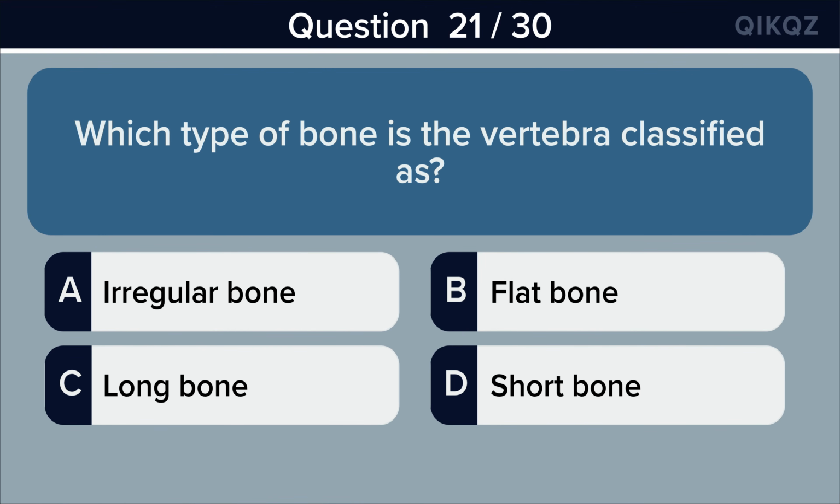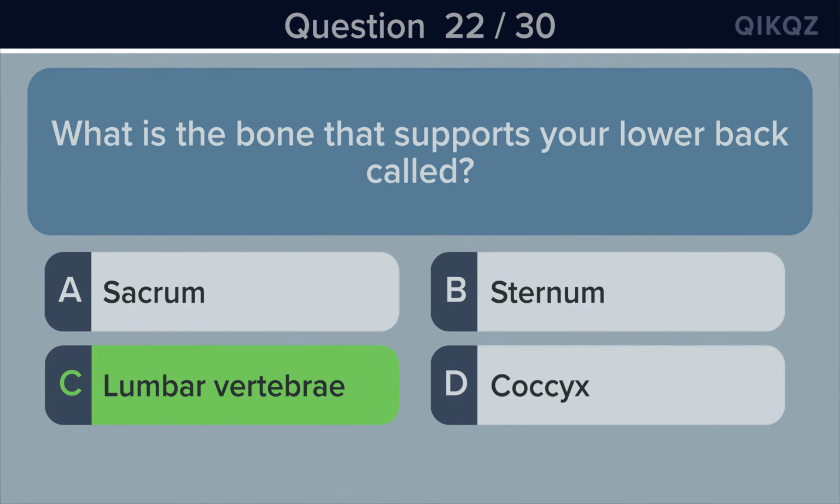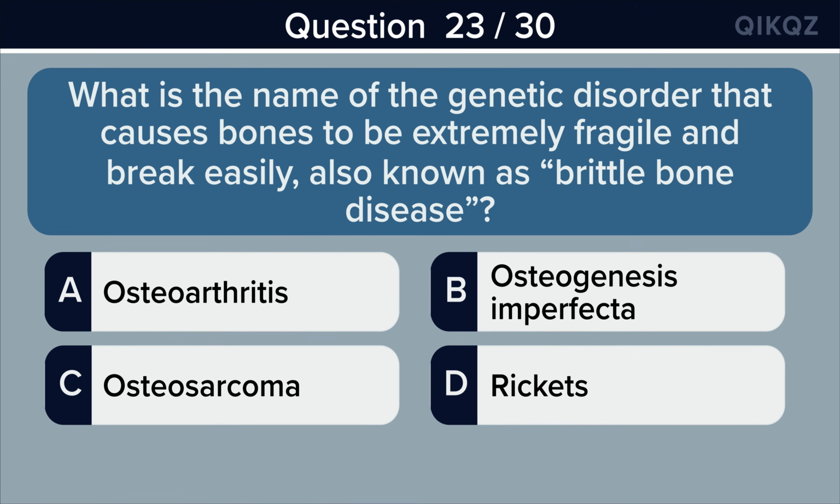Which type of bone is the vertebra classified as? Irregular bone. What is the bone that supports your lower back called? Lumbar vertebrae. What is the name of the genetic disorder that causes bones to be extremely fragile and break easily, also known as brittle bone disease?